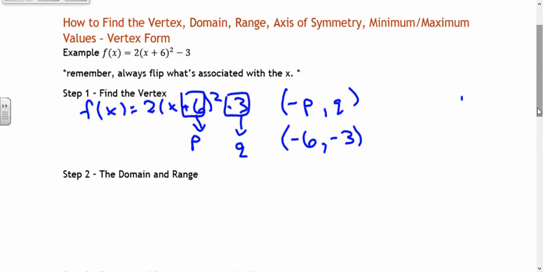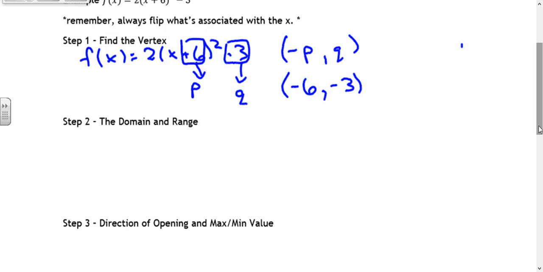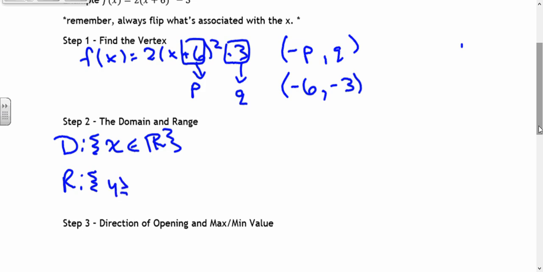Our domain and range of parabolic graphs, domain will always be x, an element of all the real numbers. Range will depend on whether or not this graph is opening upwards or downwards. Now, I can tell that this graph opens upwards, and I'll explain how later. So I know that y must be greater than or equal to the q value of my graph, but it must also be an element of the real numbers.